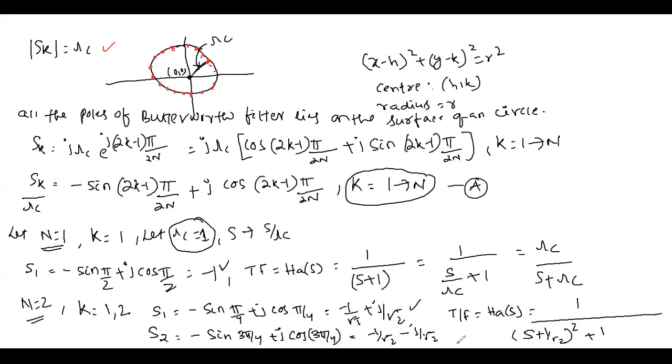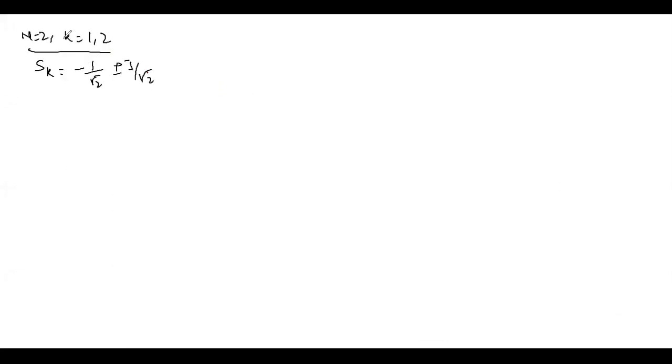What you got for n equals 2, k equals 1, 2? You got here minus 1 by root 2 plus or minus j by root 2. Yes or not? See, it's minus 1 by root 2 plus j by root 2, minus 1 by root 2 minus j by root 2. Now, if you see, these are the poles, then what is the transfer function?